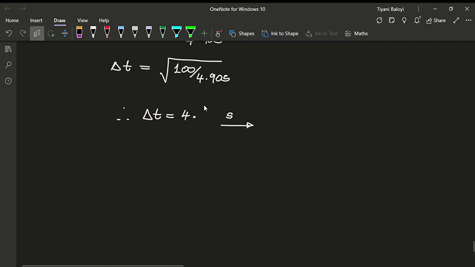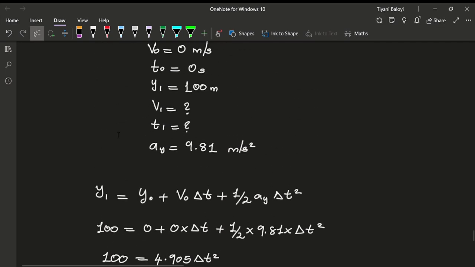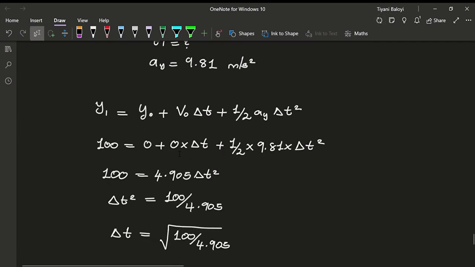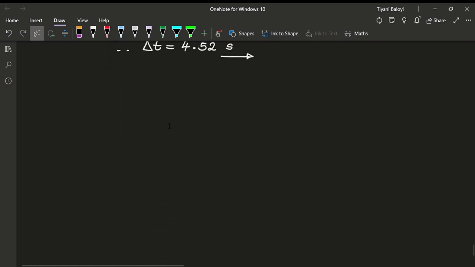Let me just write it much better so you see. 5.2 seconds, right? So this is the time it takes for the rock to hit the ground. Now we want to find the final velocity. How can we find the final velocity? We can just use the other formula where you have v.